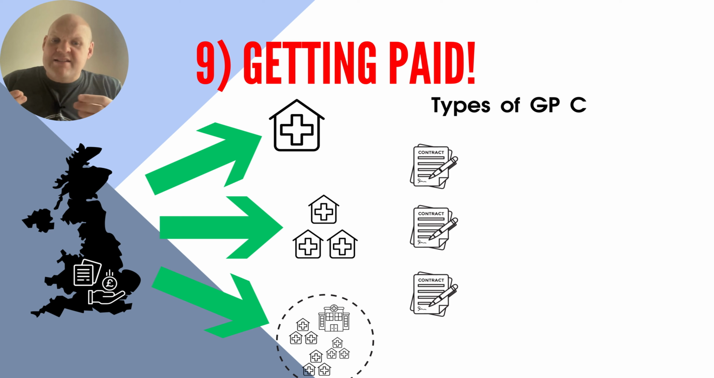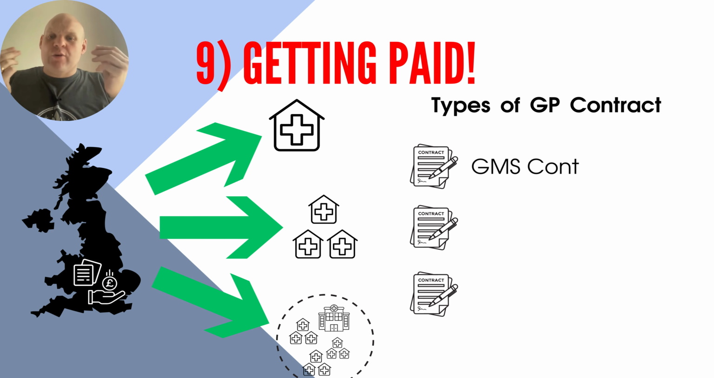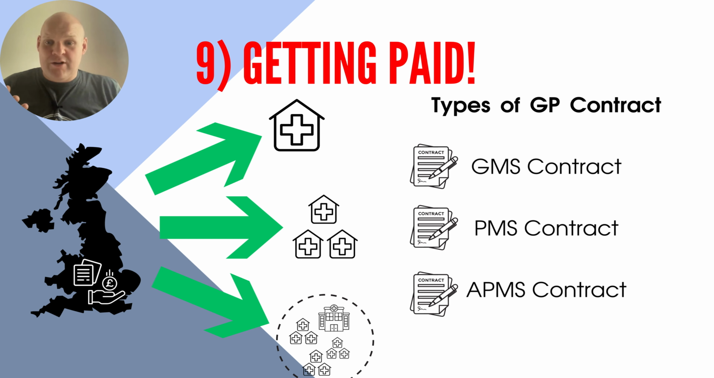Finally, we're going to look at getting paid. So how are the contracts run? Because if contracts aren't fulfilled, then certain practices aren't going to get the money from it. And being aware of certain different types of contracts, so the GMS contract, the PMS contract, the APMS contract, and who can have them, and how that's sort of instigated in general practice.